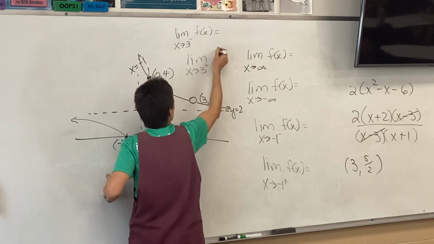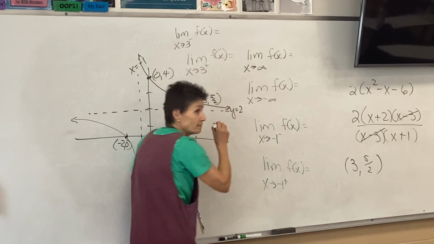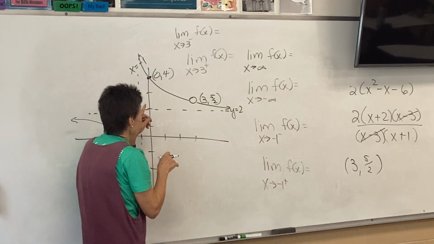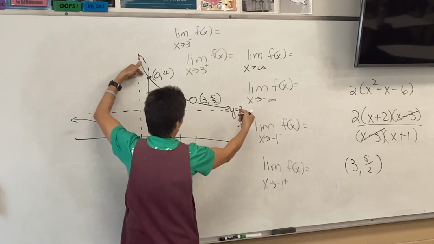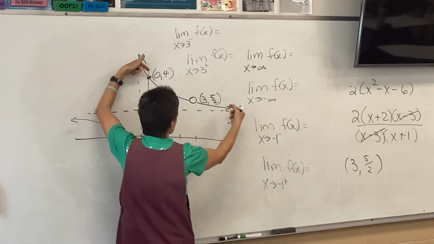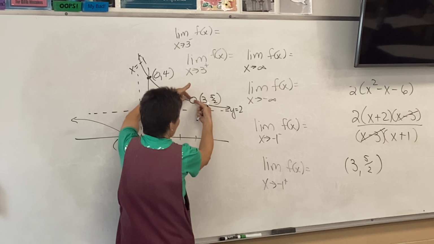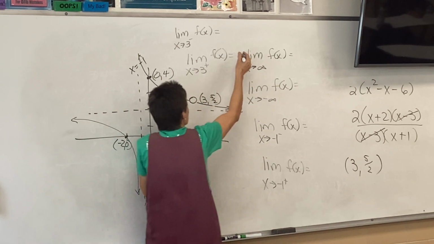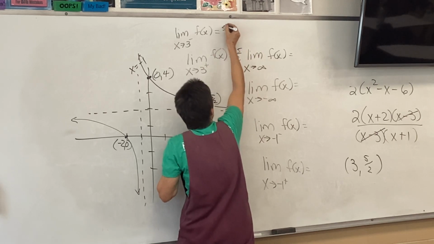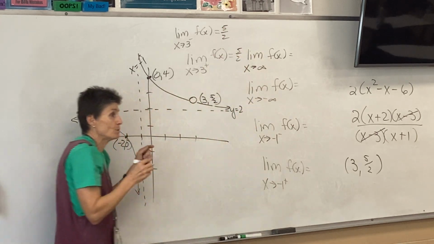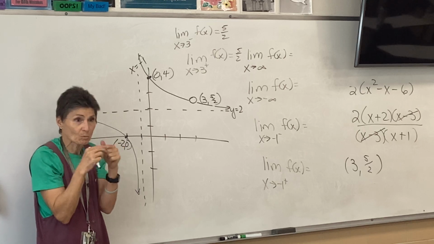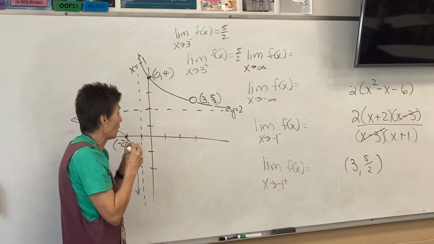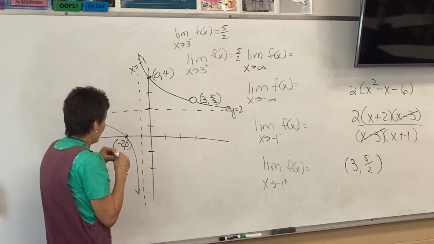Now, the hole is actually the easiest one because you've already done the work. What is happening as we approach the hole, x equals 3, from the left and the right? What's y doing? Y is getting closer and closer to 5/2. So that's easy. Once you have found your y coordinate, that is how the function's behaving. It's going to that y coordinate. Now, what about the rest of this?